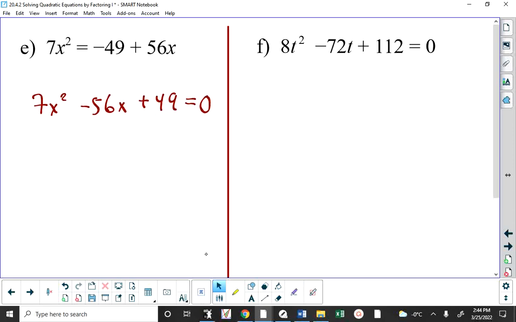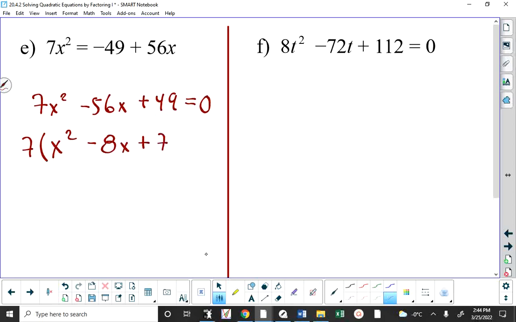So we're going to factor a 7 out. The thing that we notice is that 7 divides into 56 without remainder. 7 divides into 49 without remainder. We can get that 7 out of the way. We're going to leave it there and have x squared minus 8x plus 7.